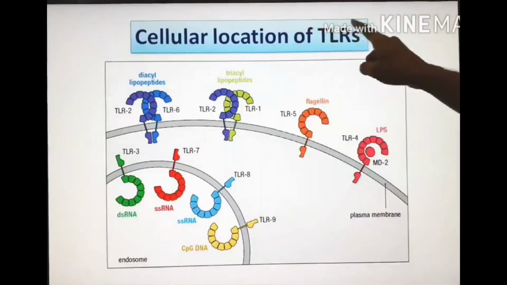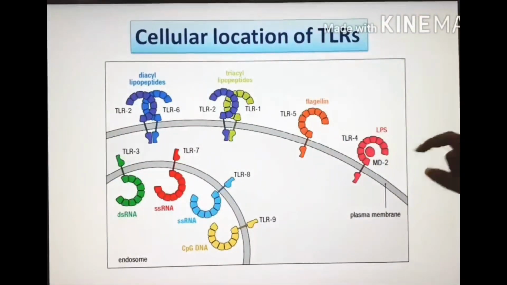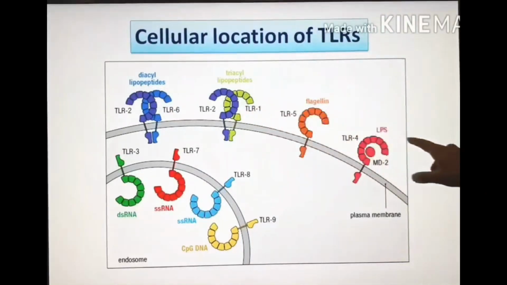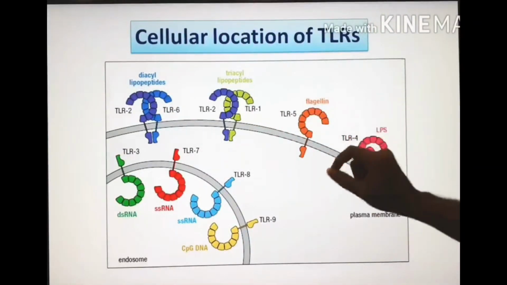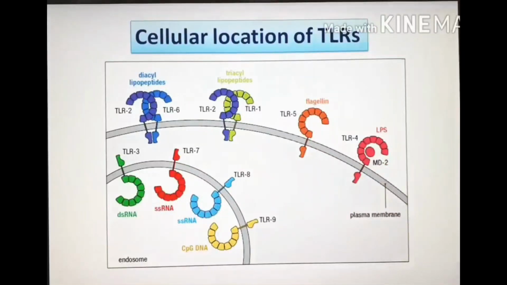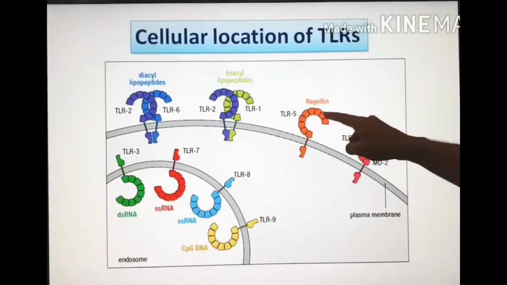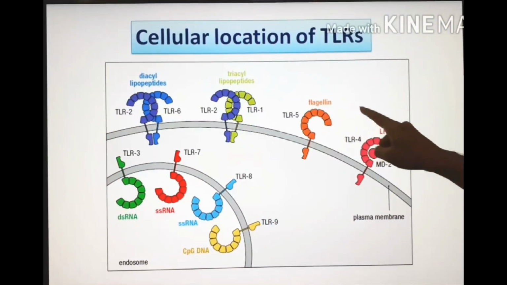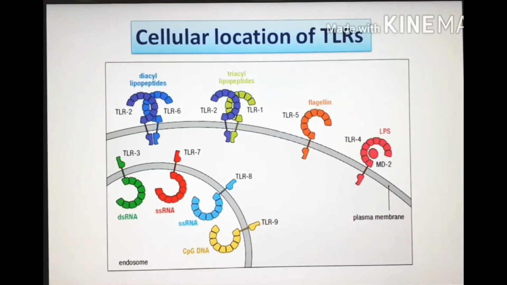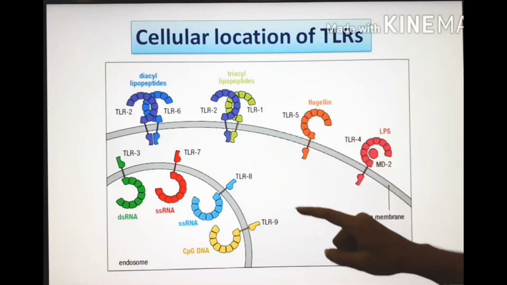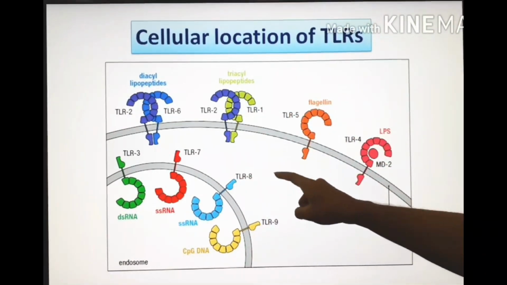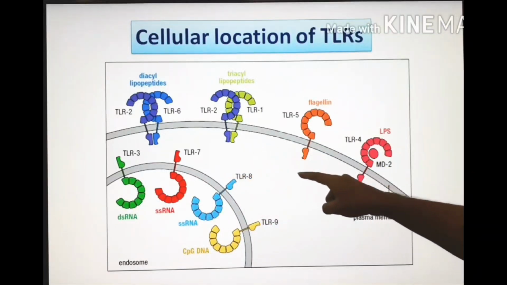The cellular locations of toll-like receptors are different. One set of toll-like receptors is present on the plasma membrane and one set is present on the endosome. So you have to remember that TLR1, 2, 4, 5 and 6 are present on the plasma membrane, and TLR3, 7, 8 and 9 are present in the endosome.